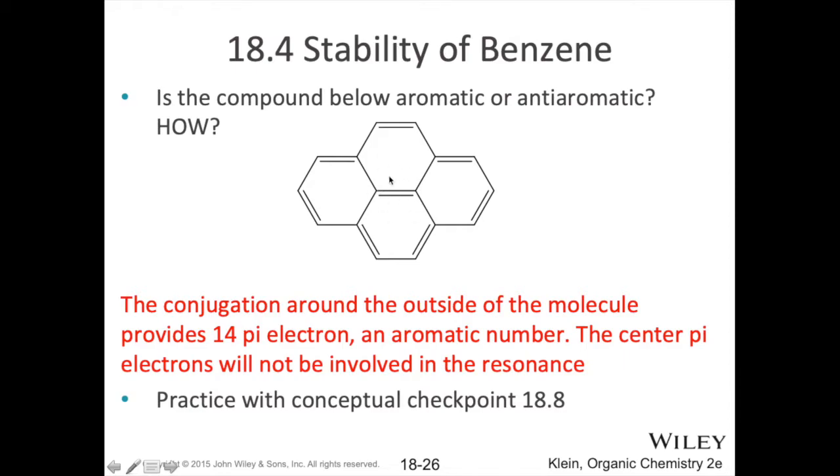They don't get involved in the resonance structure, which kind of makes sense in a way. You just have this continuous ring of pi electrons that are involved, and this middle group is kind of isolated, essentially. And that allows this molecule to be aromatic. So this was actually a very tricky question, so don't be disappointed if you got this wrong.